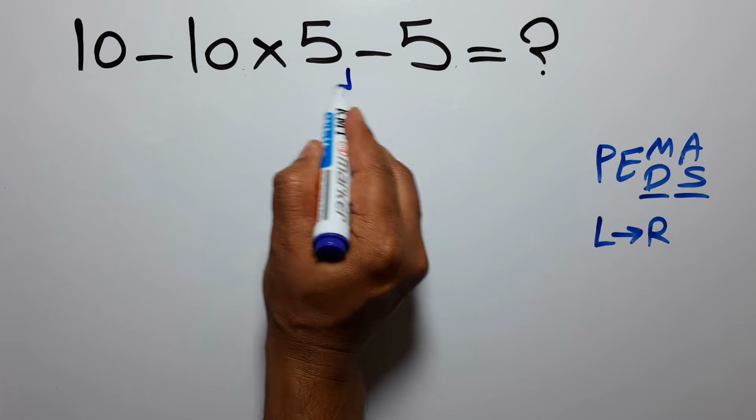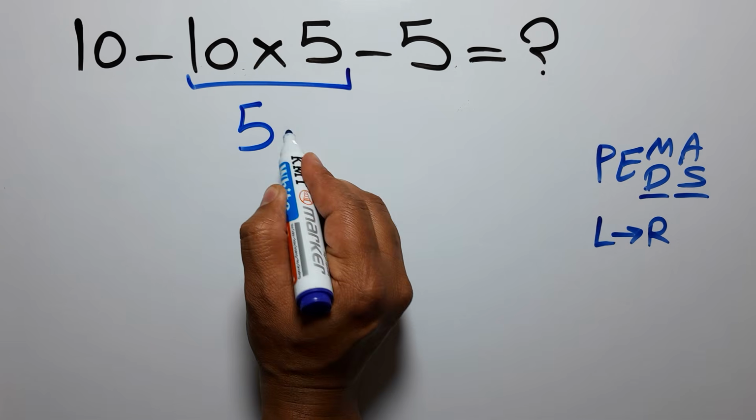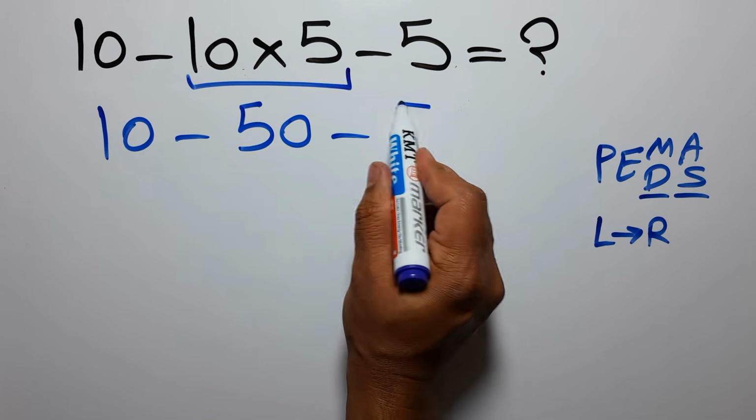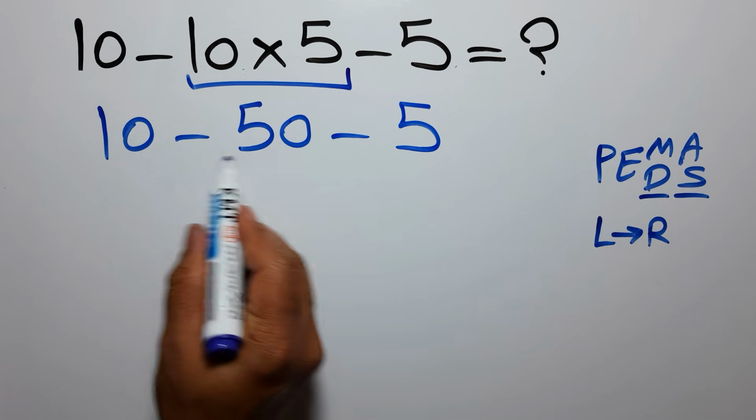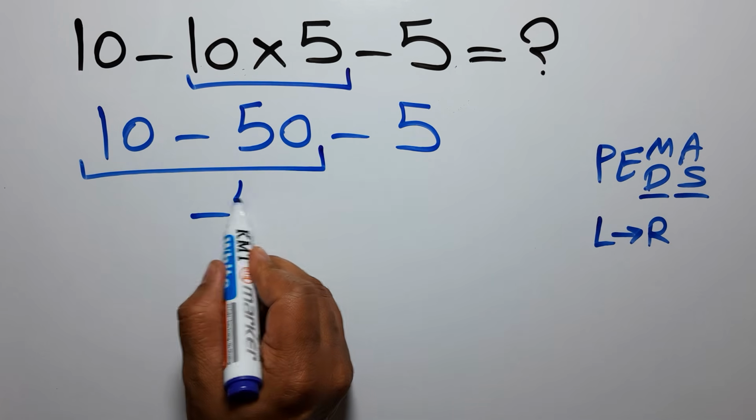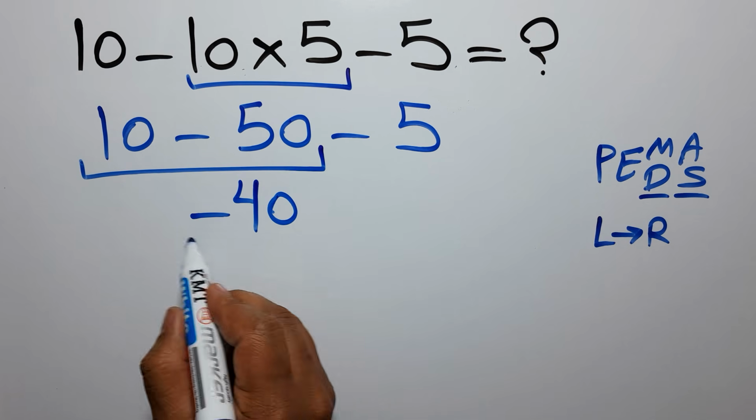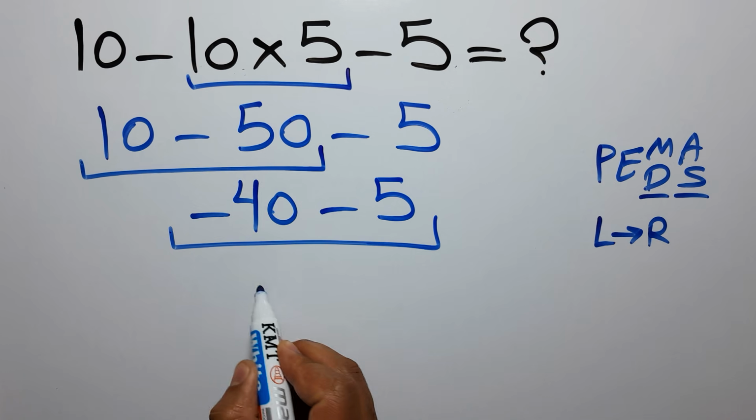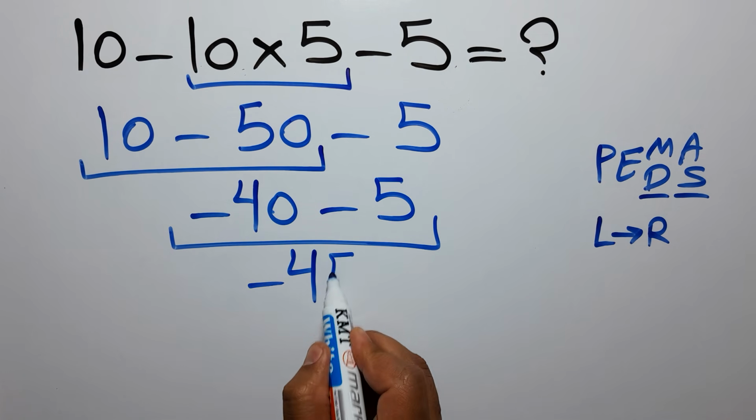10 times 5 gives us 50. So we have 10 minus 50 minus 5. Now we have to do this subtraction. 10 minus 50 gives us negative 40. So we have negative 40 minus 5, which equals negative 45.